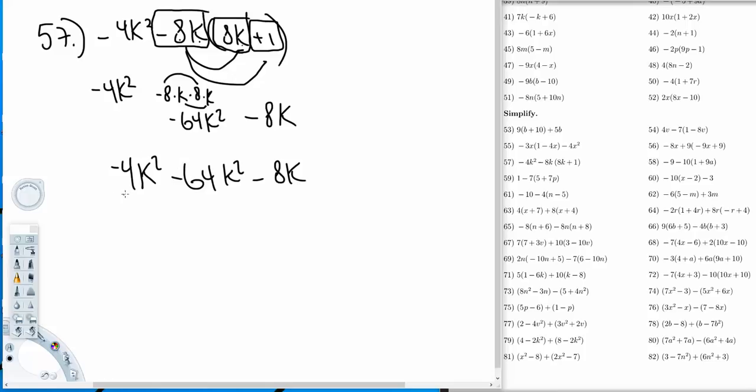Now, since the variables here are the same, I can add or subtract these two items, because it's like saying I have 4 bottles and here I have 64 bottles, or I have 4k squareds and here I have 64k squareds. Here I have 8k's. This is not the same. So a minus is just adding the minuses. That's minus 68k squared minus 8k, and that should be the answer. Is my answer good? Yes, it is.